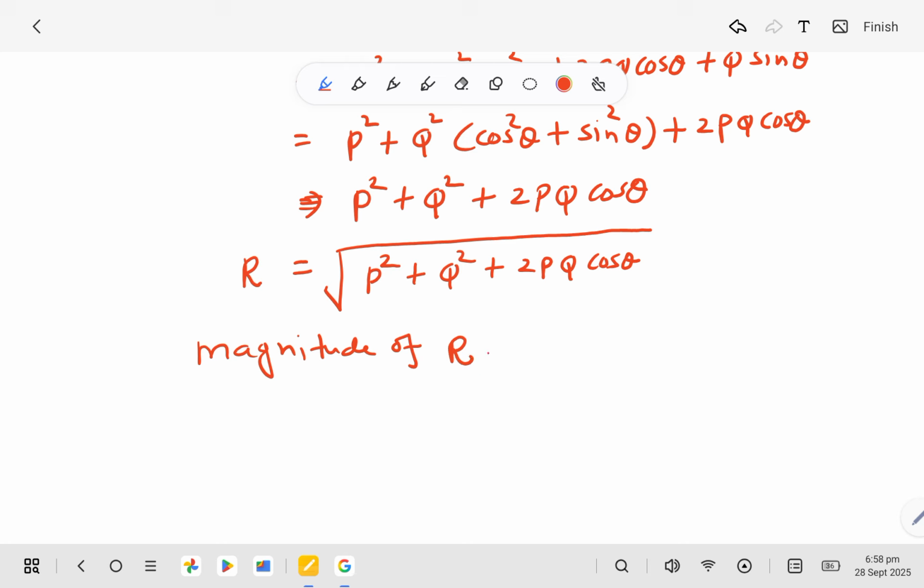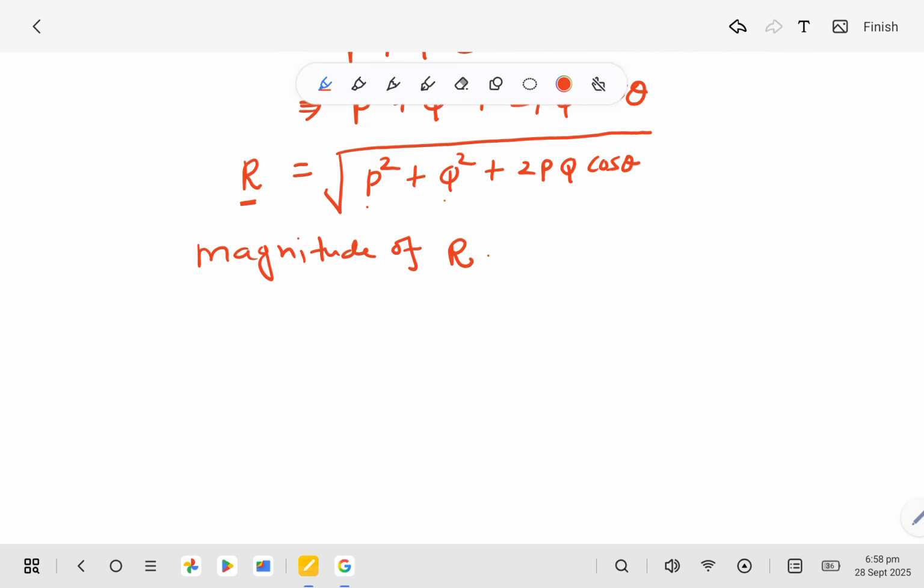Magnitude of R. So if you know the magnitude of one force P and the second force Q, and then the angle between both forces, then we can estimate the resultant force acting on the body.